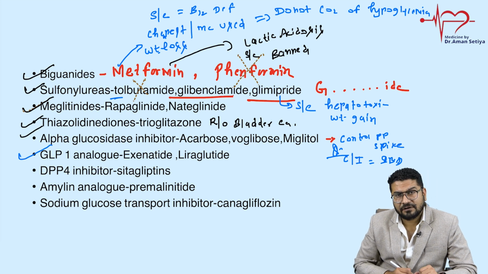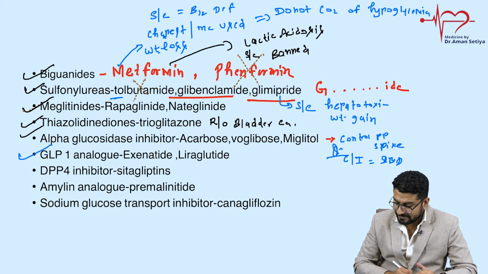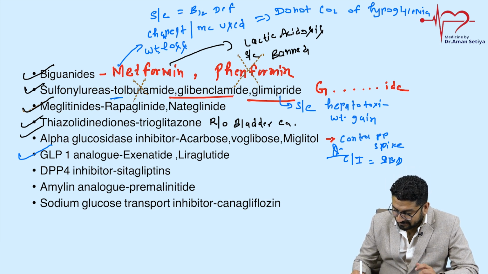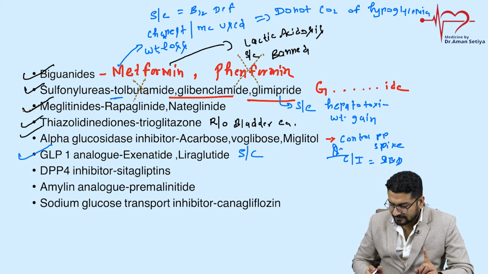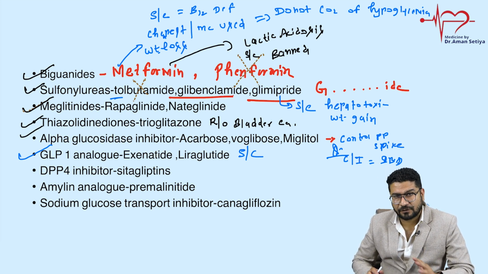Then GLP-1 analogs, glucagon-like peptide, like exenatide and liraglutide. Good drug, best drug. The only problem is it is very expensive, so not commonly used in India. The problem is these are subcutaneous drugs, not oral tablets. Only a new one is available in oral form, but others are not oral.